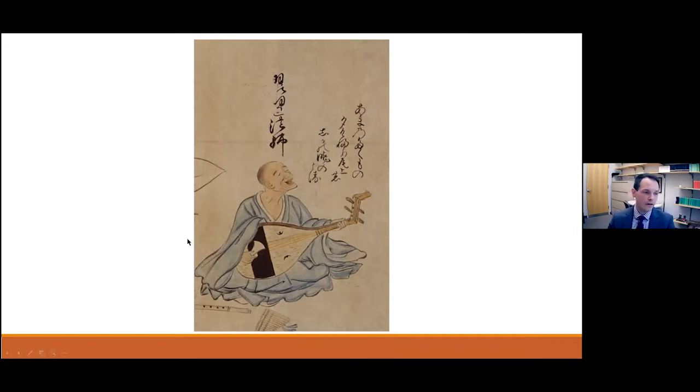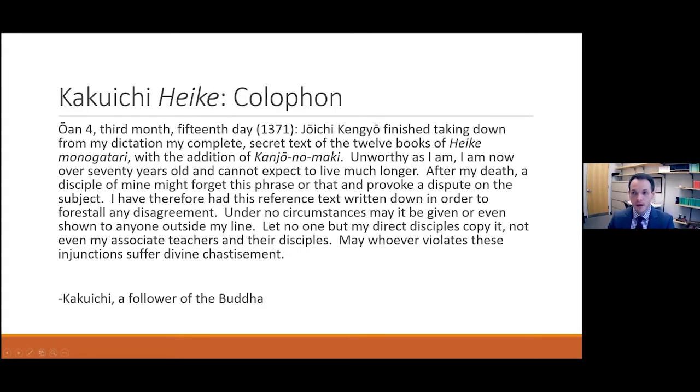And a colophon attached at the manuscript's end bears quoting in full. So it says, basically, in 1371, Joichi Kengyo finished taking down from my dictation my complete secret text of the 12 books of Heike Monogatari, with the addition of Kanjo no Maki. Kanjo no Maki means basically the initiates book. Talk about more in a little bit. Unworthy as I am, now over 70 years old and cannot expect to live much longer, after my death, a disciple of mine might forget this phrase or that and provoke a dispute on the subject.